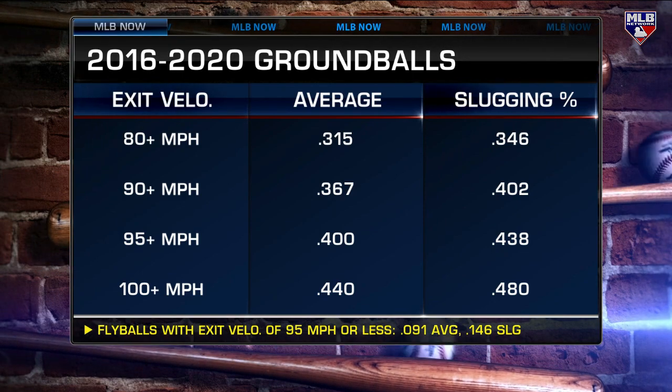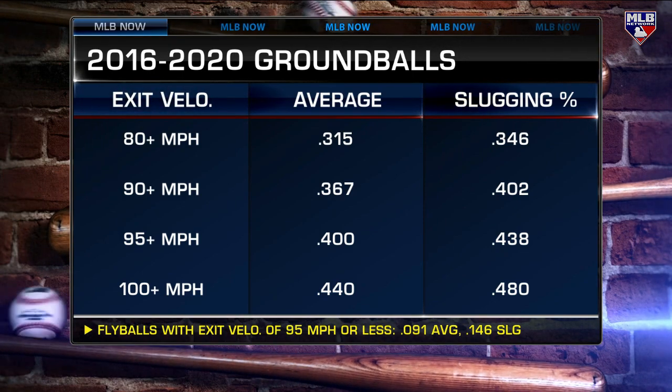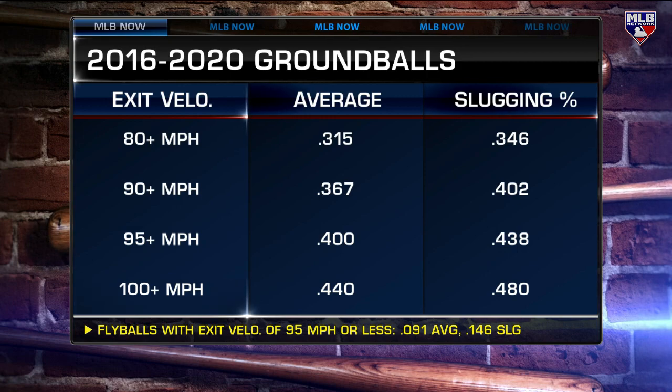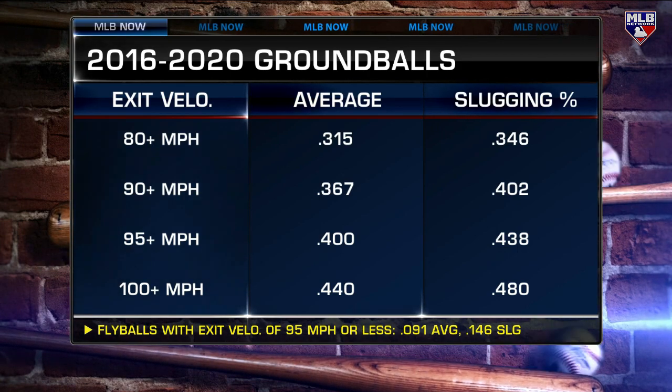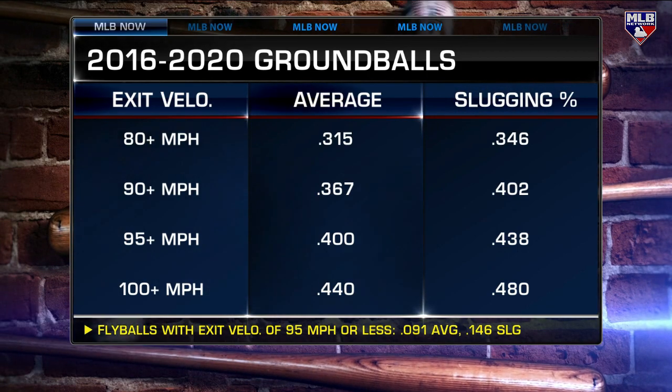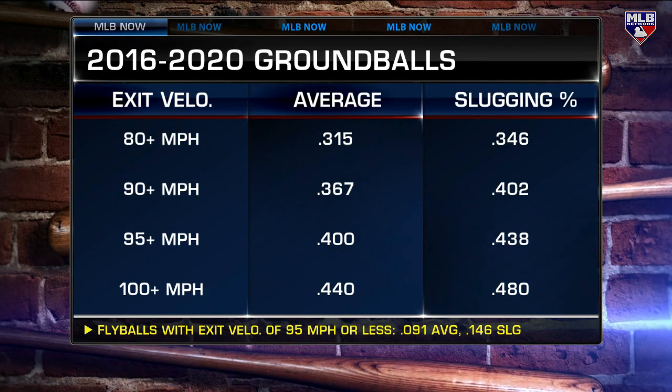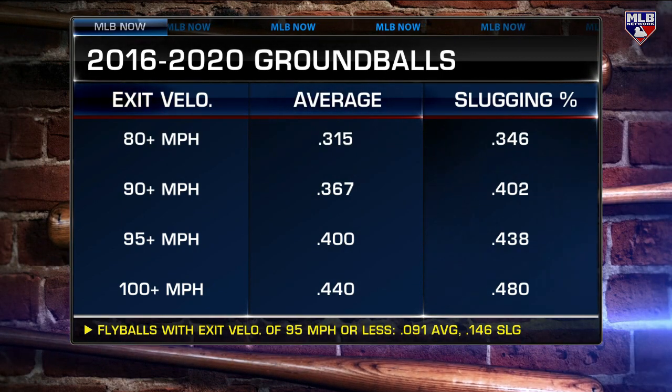Now, you compare that to weak hit fly balls, you see at the bottom right there, 95 miles per hour or less exit velocity. Look at that production. I want a fly ball. So it's weak contact. Weak contact is the goal, not ground balls.